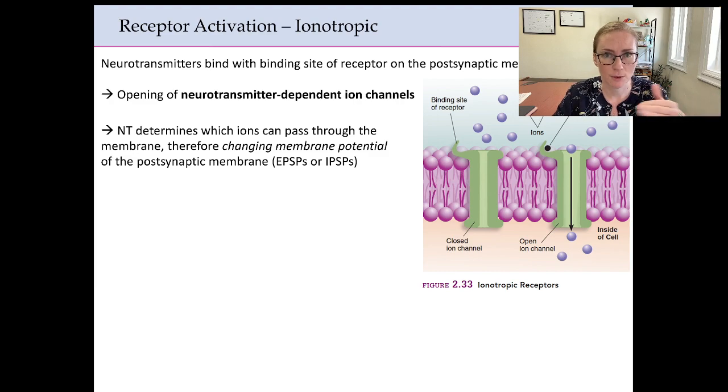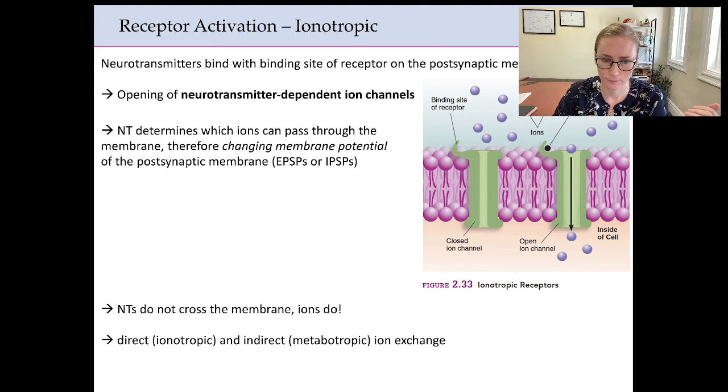But that passing through, right, positive charge coming in or negative charge coming in, that's what changes the membrane potential, and that's what leads to IPSPs or EPSPs. So again, reminder, I abbreviate neurotransmitter a lot to NT. So NT here means neurotransmitters. The neurotransmitter does not cross the membrane. It's the ions that are going in and out. Okay.